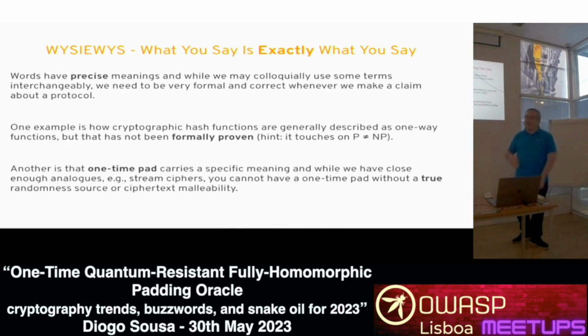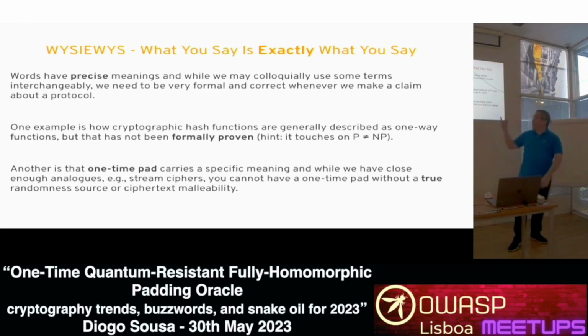Okay, so the first one is those letters there, I cannot spell them, but basically what you say is exactly what you say. So in cryptography, it's a very formal area, which sometimes is protected by magical notation. The idea here is that words in cryptography have very precise meanings, and while we colloquially, like here now, when I'm doing a presentation, can casually use some terms interchangeably, when we are putting our chips down, like when I'm writing a specification for a protocol, everything must be precise.